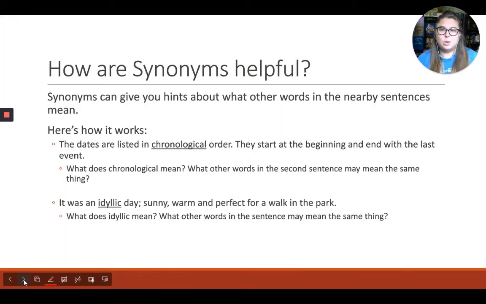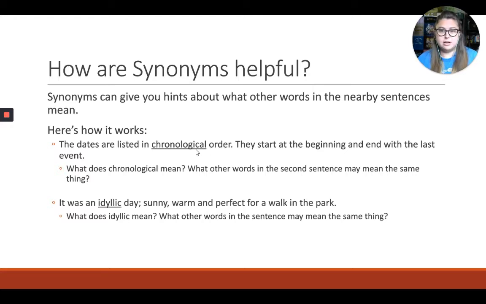So synonyms are helpful because they can be hints for other phrases in the sentence. What I mean by this is if we take a look at our first sentence here, the dates are listed in chronological order. They start at the beginning and end with the last event. I need to know what chronological means.